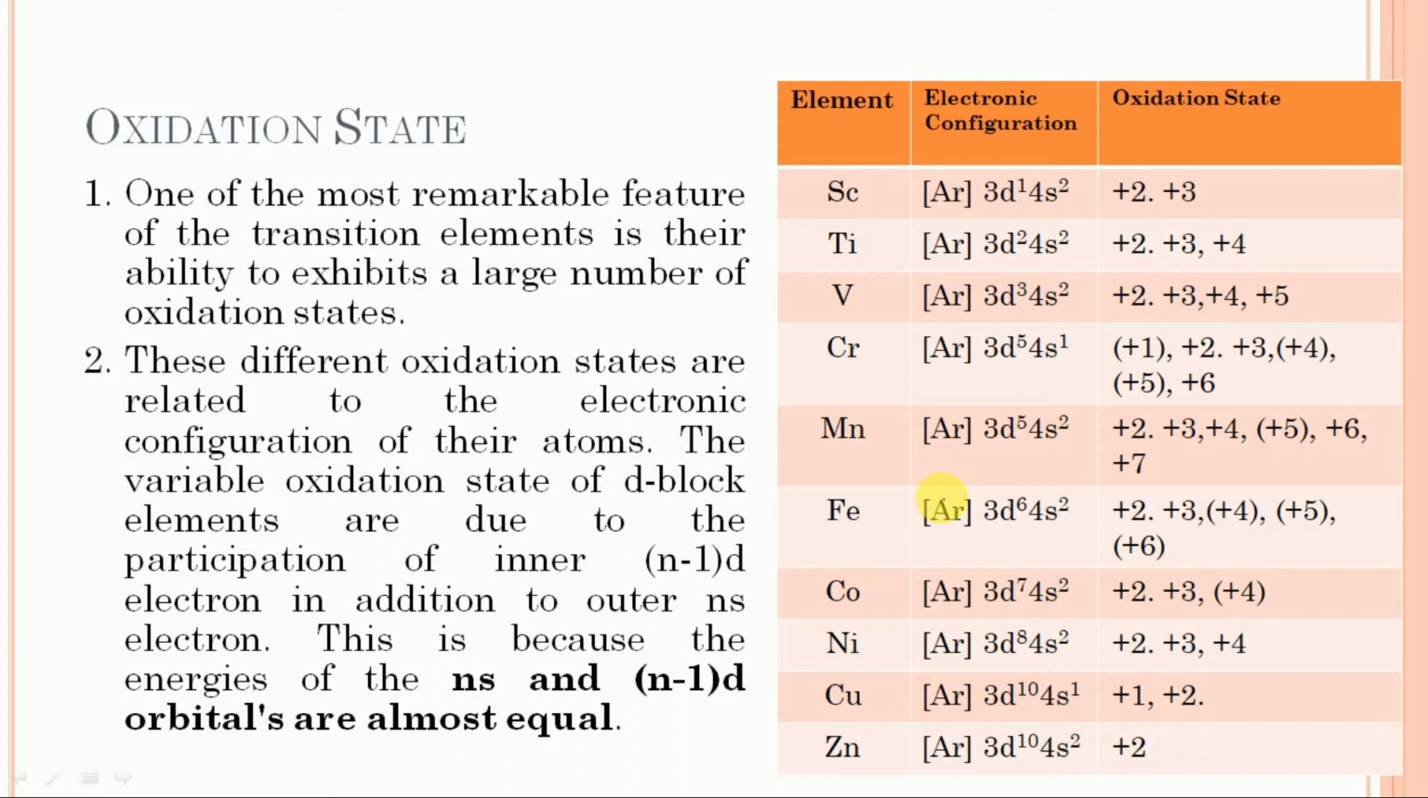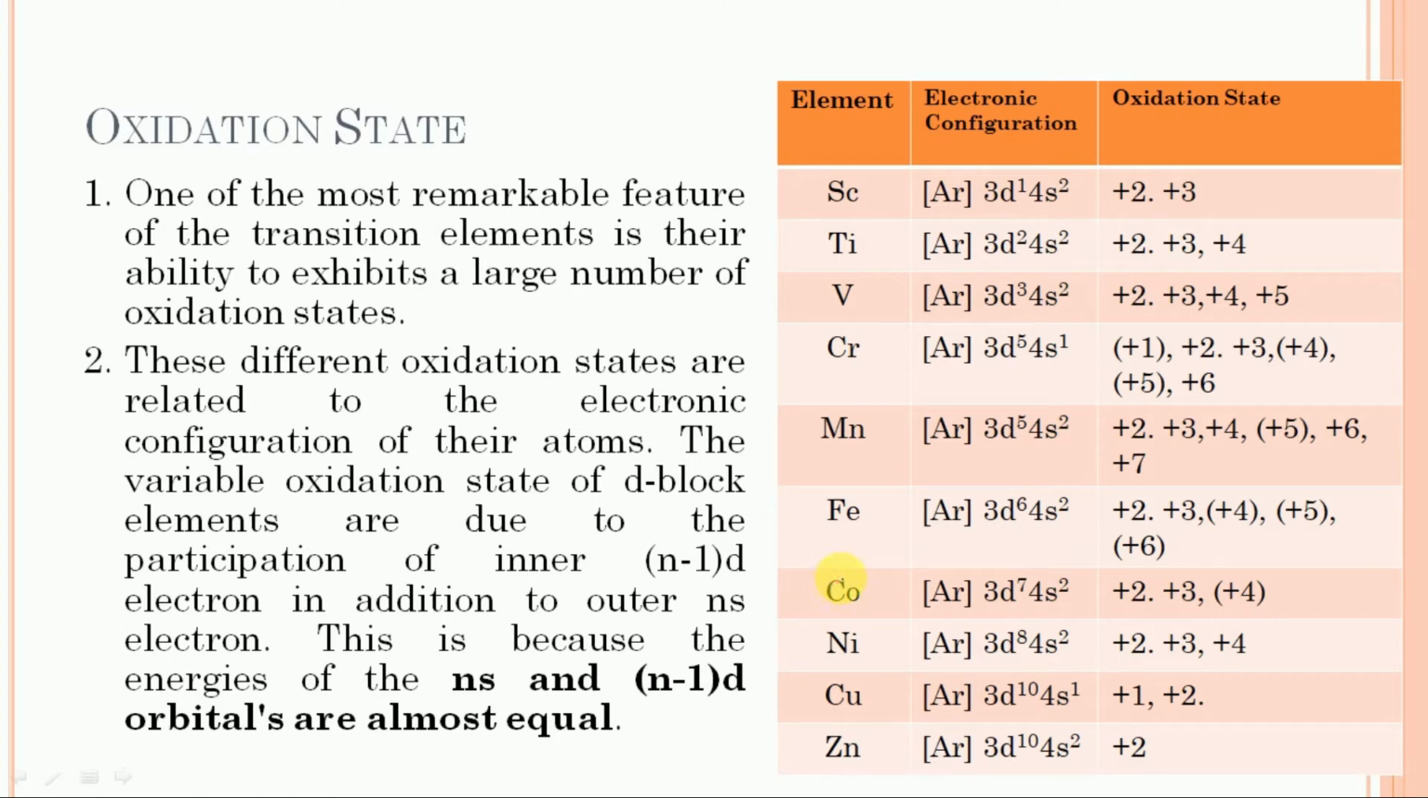In the next elements, iron, cobalt, nickel, copper and zinc, the number of 3d electrons is more than 5, and the minimum oxidation state in these cases also corresponds to the number of outer s electrons. But the maximum oxidation state is not related to the electronic configuration in these cases. In fact, the maximum oxidation state is rarely higher than +2 or +3.